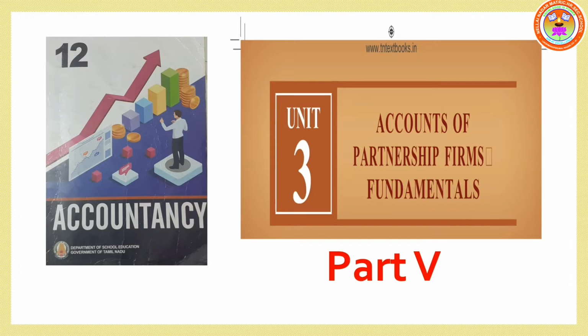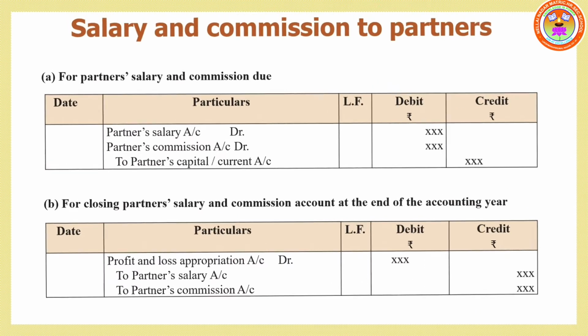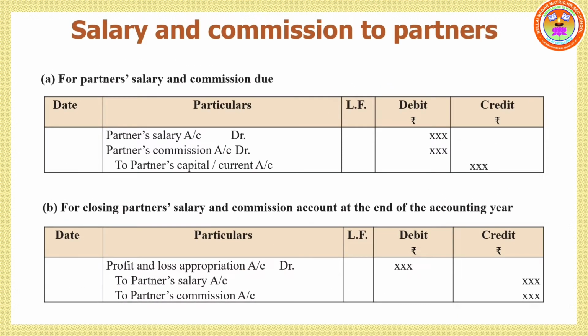First one, salary and commission to partners. In a partnership firm, if any one of the partners is working as an active partner or acts as an agent in the partnership firm, how do we pass journal entries for salary and commission to partners?